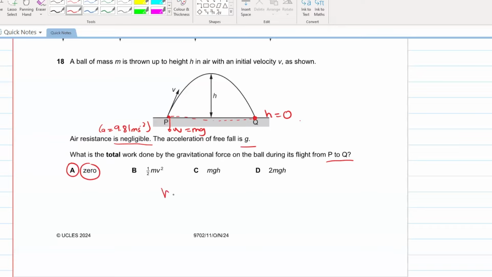Do you get this? Work done is equal to force into distance traveled. Force is mg. The vertical distance between P and Q is what? 0. Multiplied by 0, your total work done comes out to be 0. All clear? Yes or no?